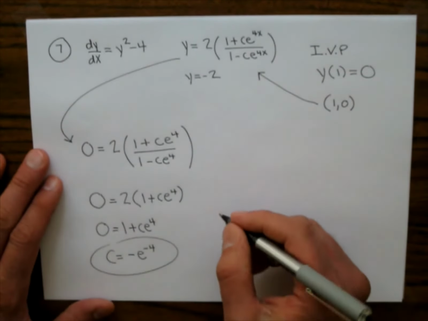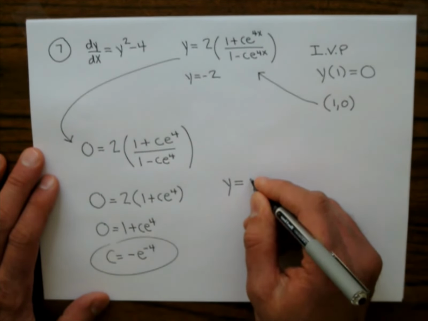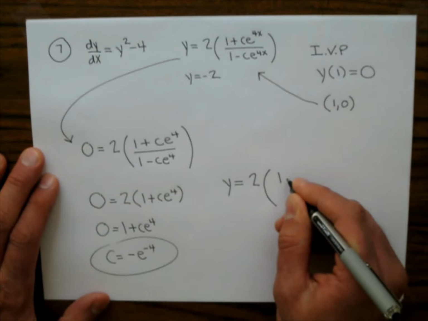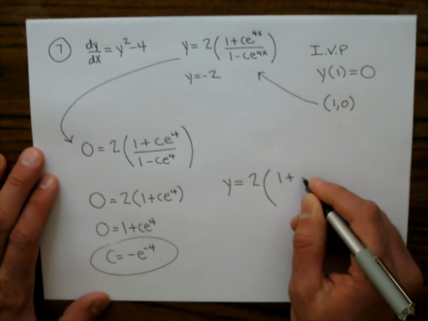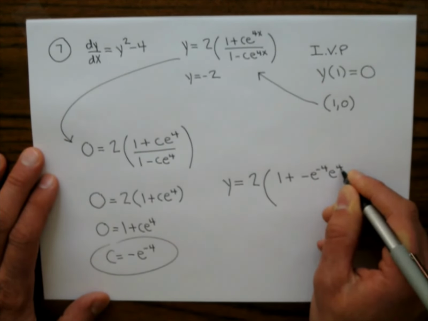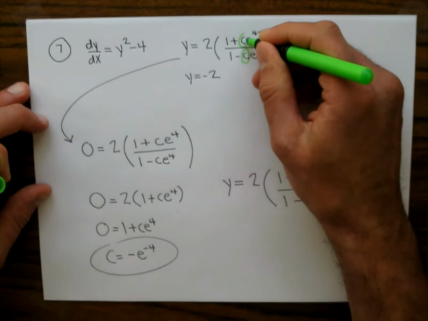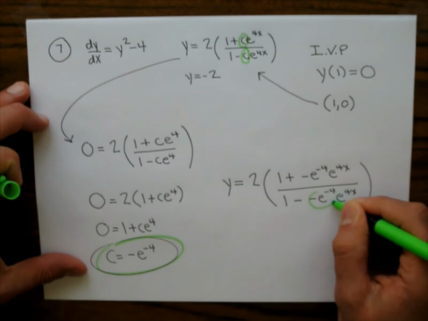So let's go ahead and write out my solution for this one. This particular solution is going to be 2, we have 1 plus, oh, there's a minus there, so it's going to be minus e to the negative 4, e to the 4x. This is all over 1 minus, and then I have negative e to the negative 4, e to the 4x. So, if you're wondering what I'm doing, I don't even know what I'm doing anymore. It's really complicated. I'm actually putting c right there.